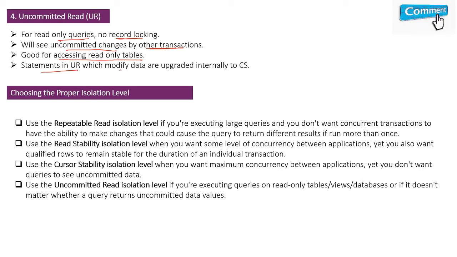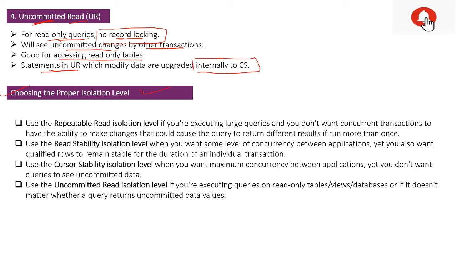Statements in UR. Means if there are statements which are modifying any data, what it does, it internally upgrades the query to the CS level. Okay. But it is not restricted. Means if it is in readable mode, there will be no locking if you are reading only, so it is uncommitted read. And the next topic is choosing the proper isolation level.